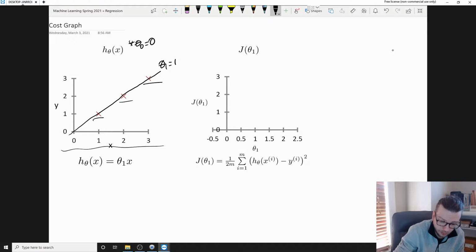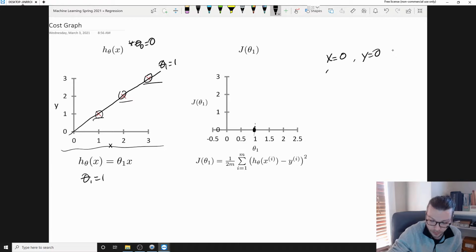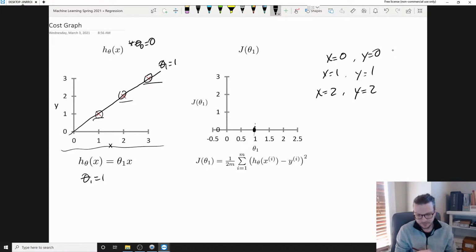So if theta 1 equals 1, you get the following line. At x equals 1, you get y equals 1. At x equals 2, y equals 2, and so on and so forth. If we come over here, we can plot what that error happens to be. According to these y points, our loss is 0, because our paired data set in this case is just x equals 0, y equals 0, x equals 1, y equals 1, x equals 2, y equals 2. So no error at all.